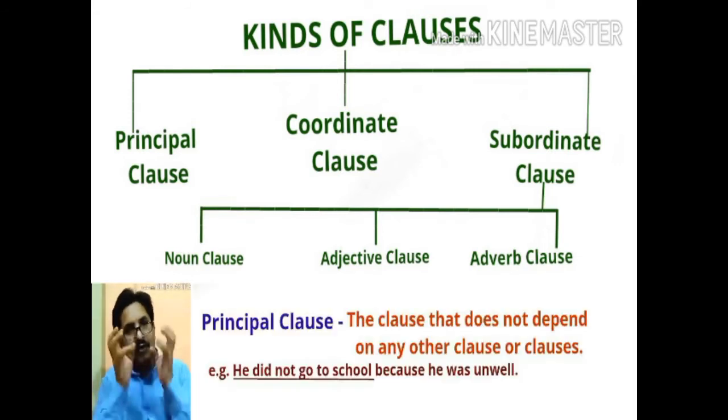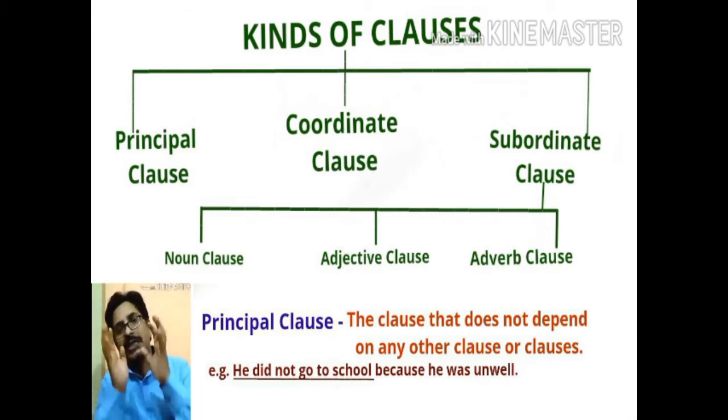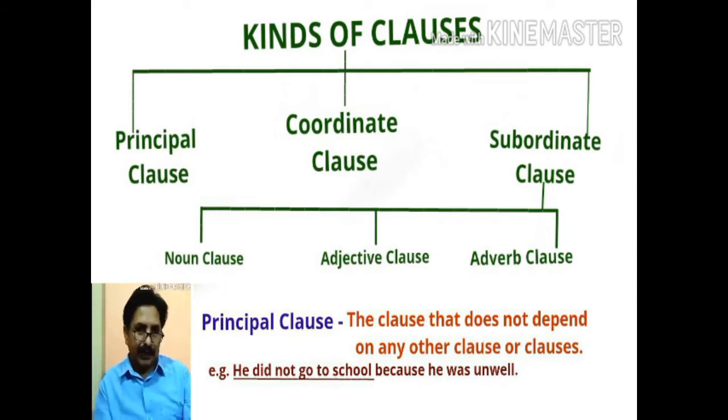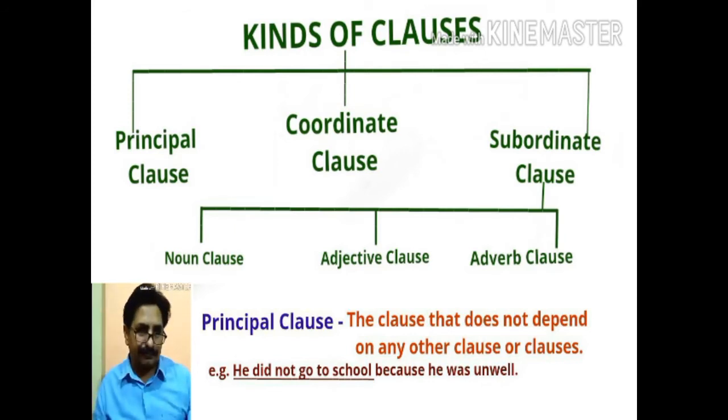Principal clause. What do you mean by a principal clause? Principal clause को independent clause भी कहते हैं. A principal clause is also called an independent clause, as it does not depend on any other clause or clauses for the completion of its meaning. It is independent.